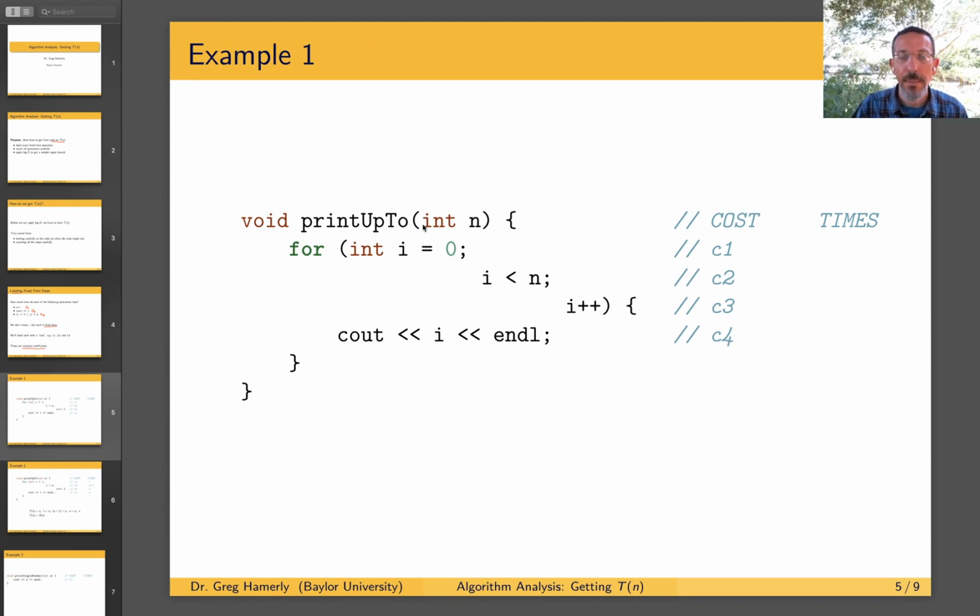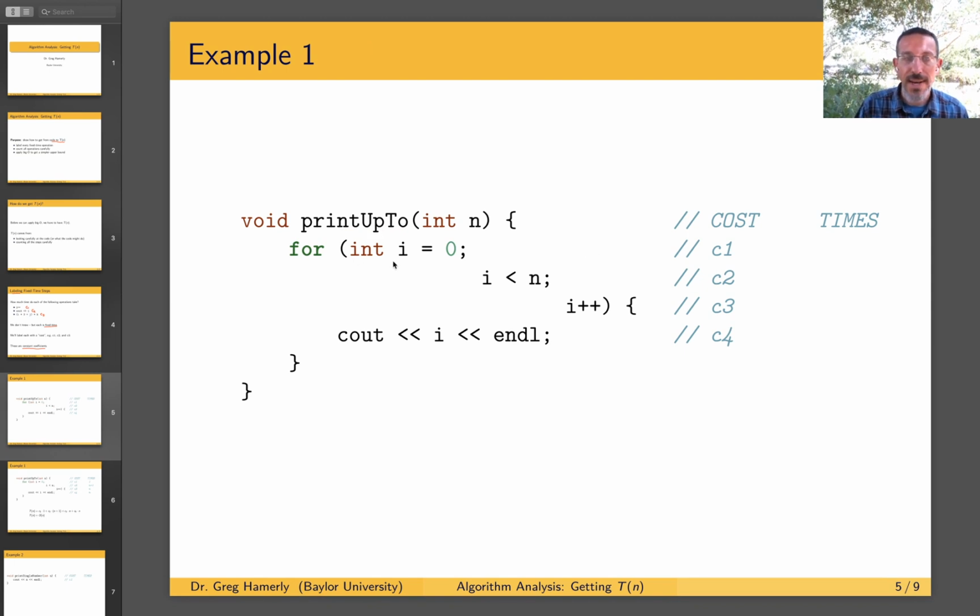Suppose I have an input of an integer n, where n represents the size that I want to print, right? The value that I want to print up to, and I'm going to print from i equals 0 up to, but not including n, and I'm going to increment i every time, right? So I've laid out the code in kind of this peculiar fashion. I've separated i equals 0 from i less than n from i++, because each of these are different separate steps.